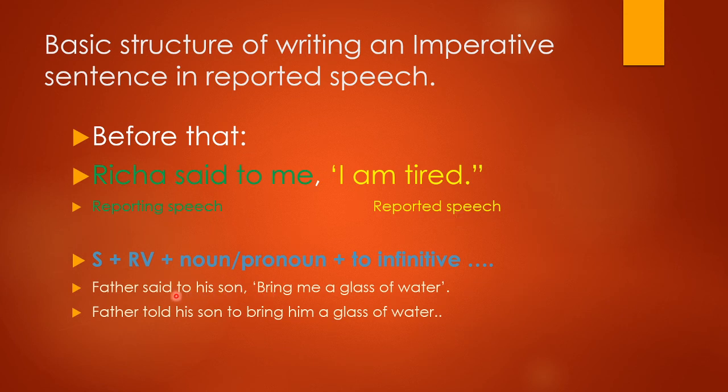Now here, the basic structure that imperatives follow is subject plus reporting verb, noun or pronoun, and then the verb in the infinitive form, so to plus infinitive. For example, father said to his son, "Bring me a glass of water." So, father told his son to bring him a glass of water. Here you can see we have added to in front of bring, and the reporting verb said has changed into told. We will be revising more sentences and side by side we'll be doing the rules.